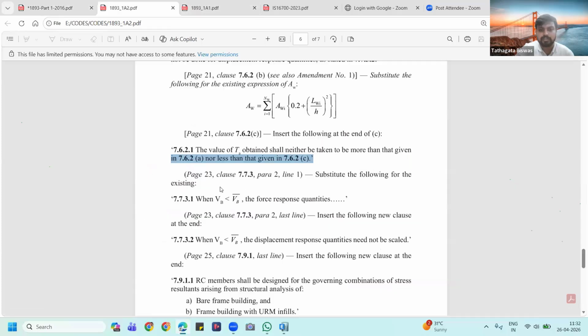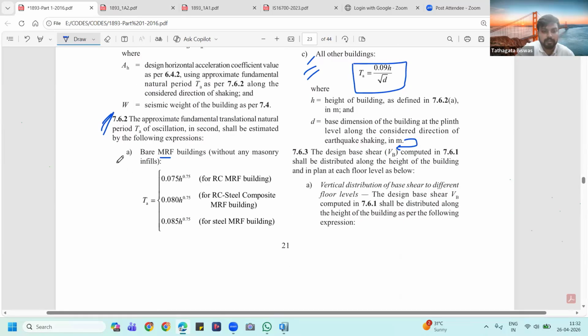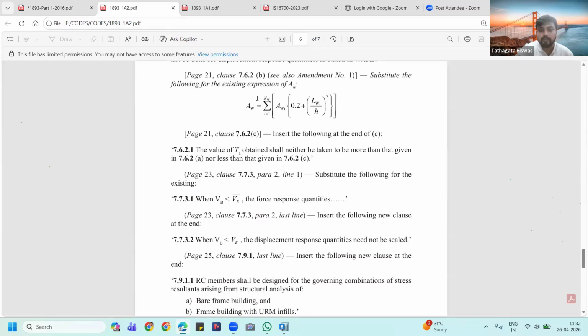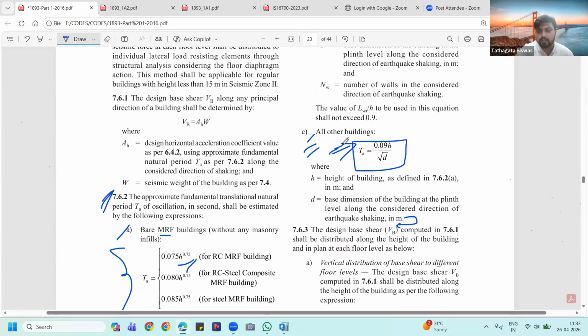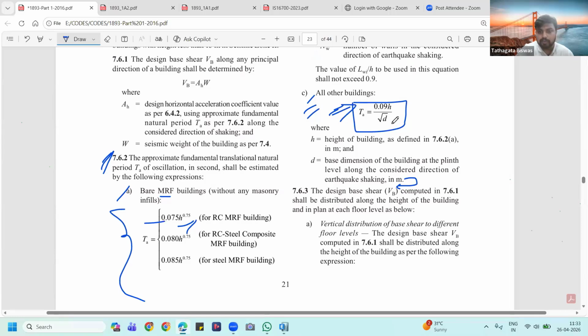Which clause? This is the clause that the value obtained for TA is neither to be taken more than that given in 7.6.2A. 7.6.2A means the upper limit of your value should be this. It should not be more than these values, whatever the considerations are. And it should not be less than that given in 7.6.2C. It should not be less than this. So this is the lower limit and this is the upper limit.